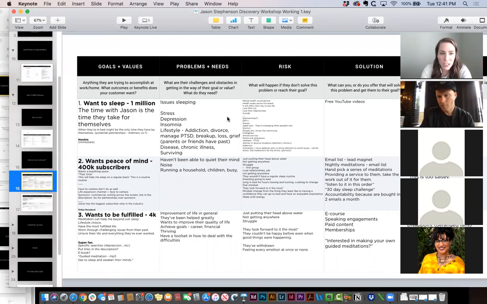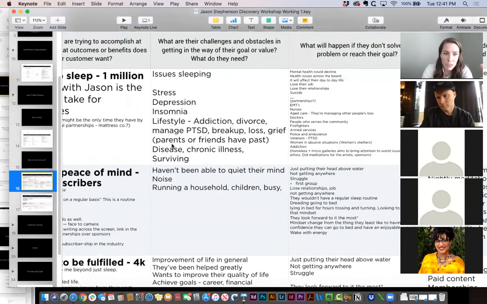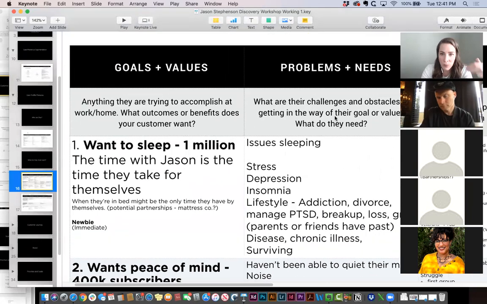This is a client journey. This is the actual example of how the funnel, the client journey, got made from this. I didn't expect it. As we were going through this, we realized that one of the biggest problems was issues sleeping.